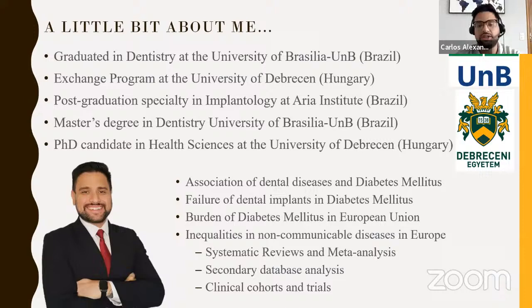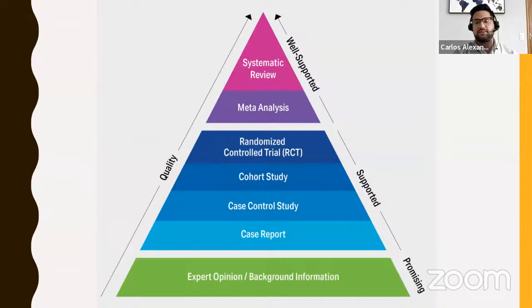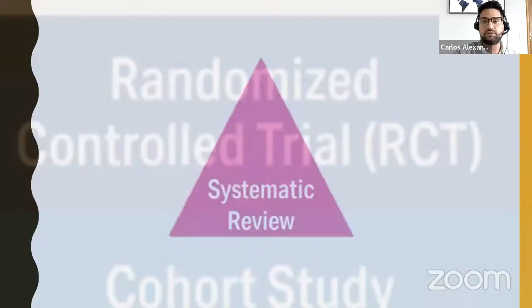Today, we're going to talk about systematic reviews, and I'm pretty sure we all have seen a pyramid like this, where we can see all the types of studies based on the quality and how supported they are in the community. At the base of the pyramid, we can see that the expert opinions and background information are at the base of this. And then we have different levels and we get to systematic reviews, where we are going to focus today.